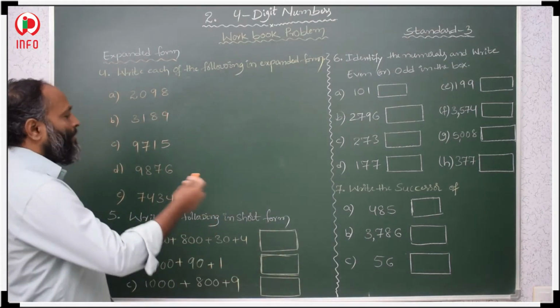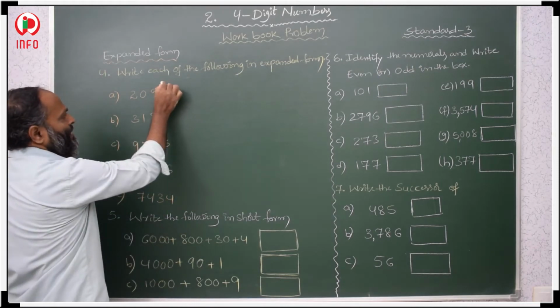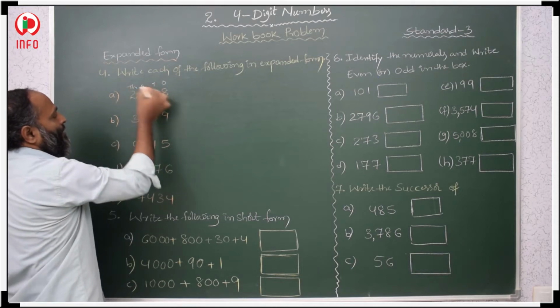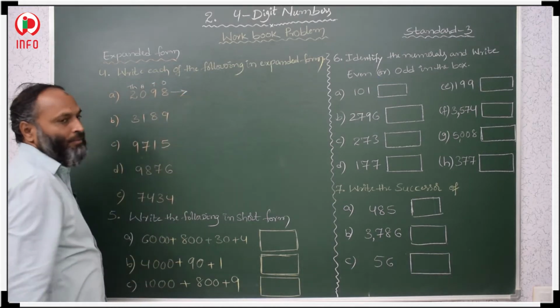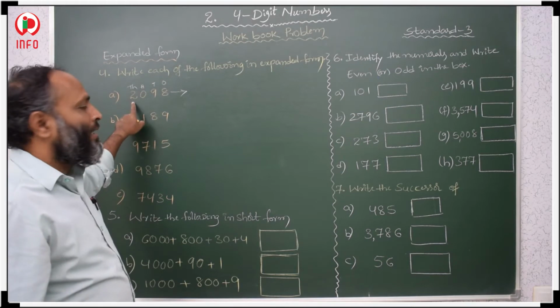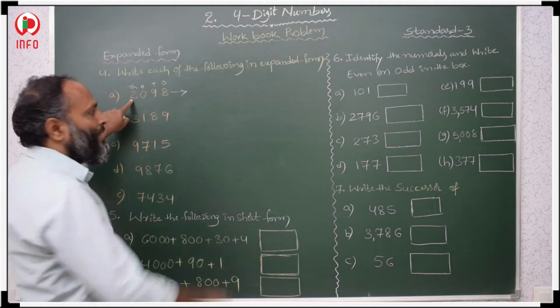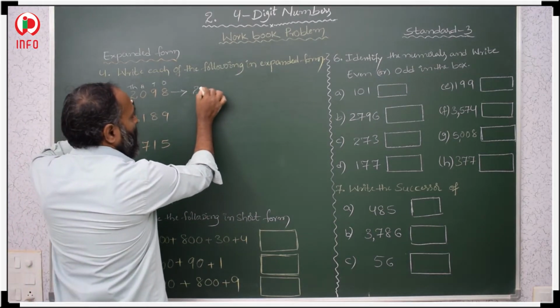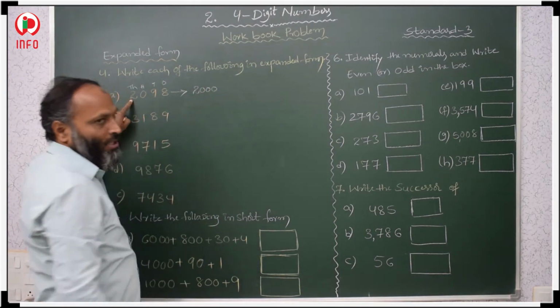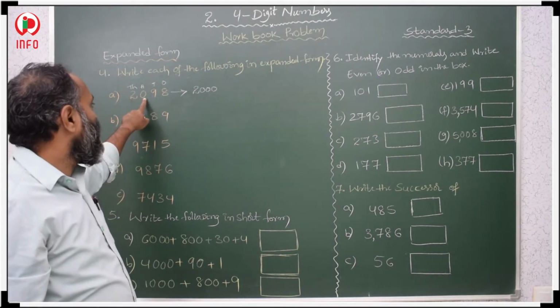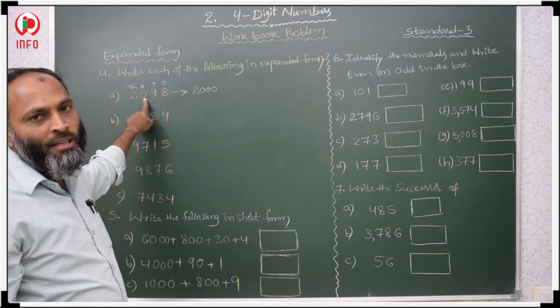2098. First write the place values here: ones, tens, hundreds and thousands. In this, we have to write this in expanded form. How to write in expanded form? 2 is in thousands place, so we have to take 2000. In hundreds place 0 is there, so no need to take that 100.